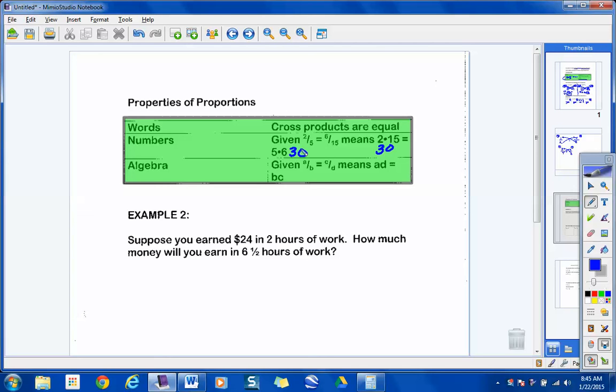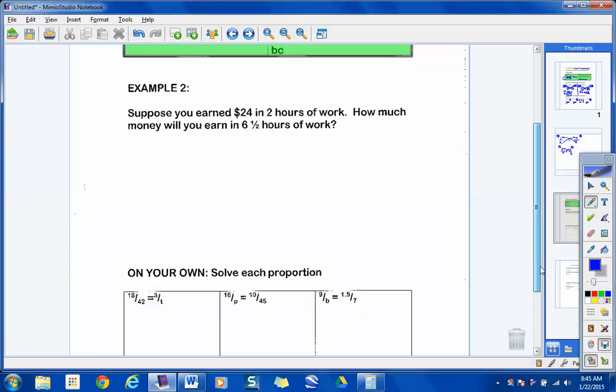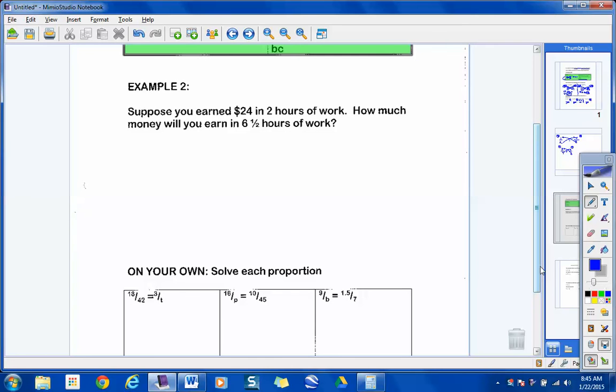I think if you see what's happening here, you'll understand what's going on. We'll look at some examples to solve proportions together, and I'll show you how to do this. Example 2 talks about you earning a certain amount of money. We have a certain rate here. You earn $24 in 2 hours of work. It says how much money will you earn in 6.5 hours of work? Here's the deal. Right here, you're told what?